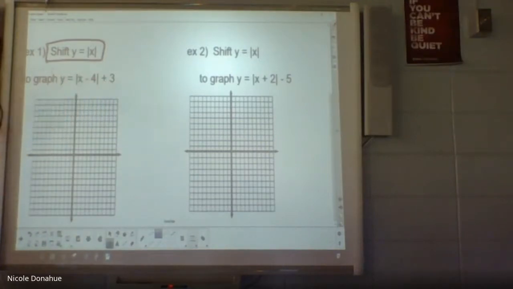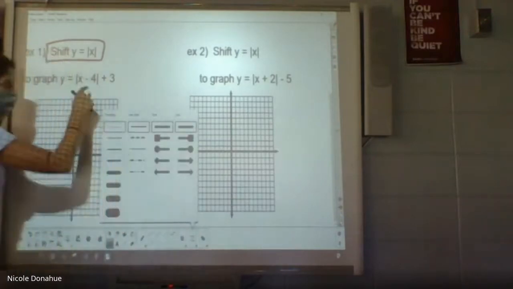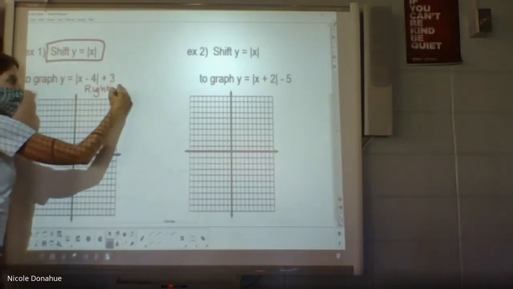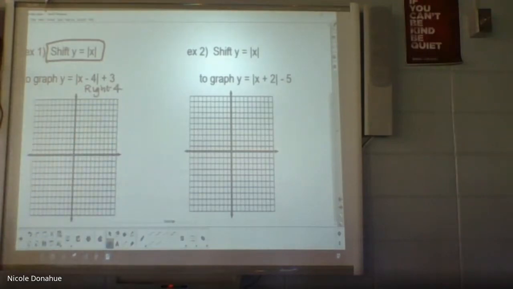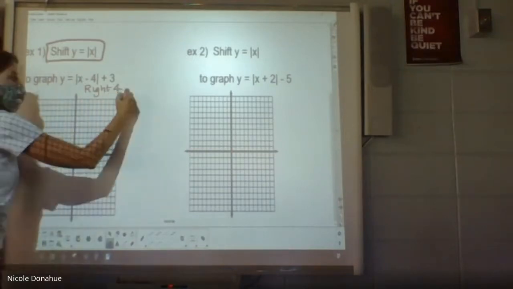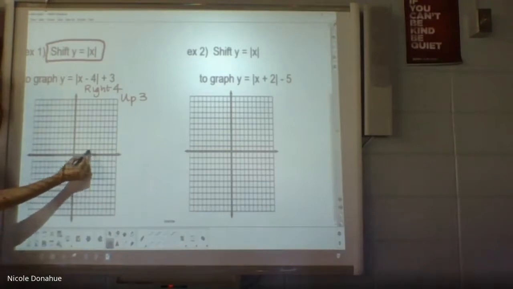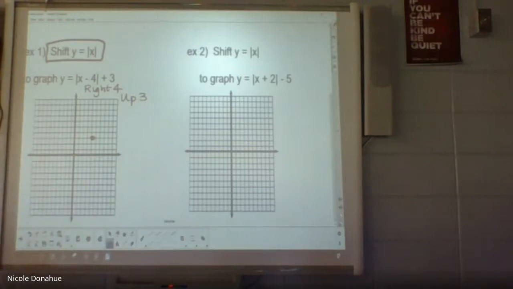Negative 4, plus 3. But what do you remember about inside the absolute value? It's gonna be the opposite. So since it looks like a negative, this is actually gonna go to the right 4. And then what's it gonna do with the 3? Up 3. Yep. So normally we start at 0, 0. We're gonna go right 4, 1, 2, 3, 4, and then up 3, 1, 2, 3. So there's our vertex.